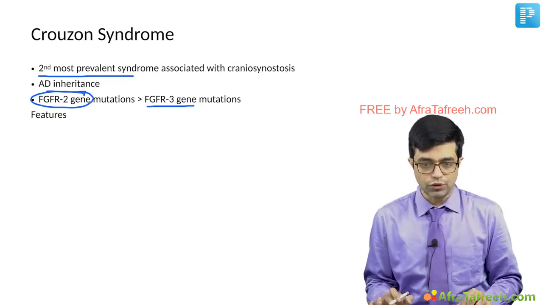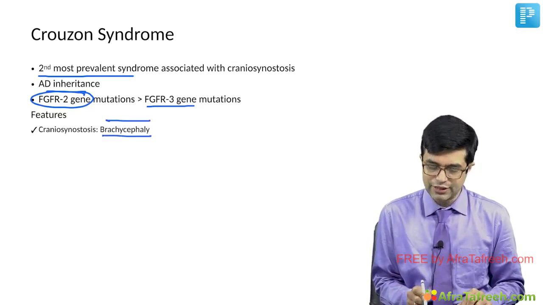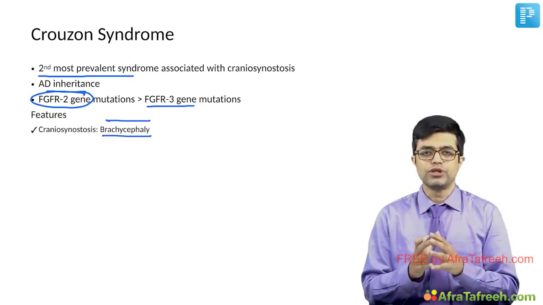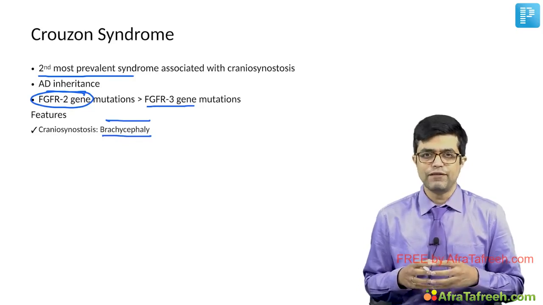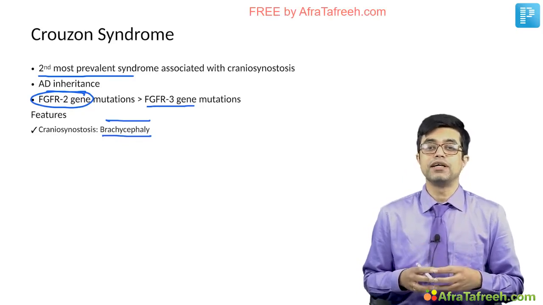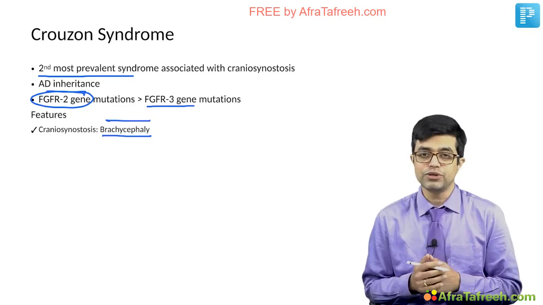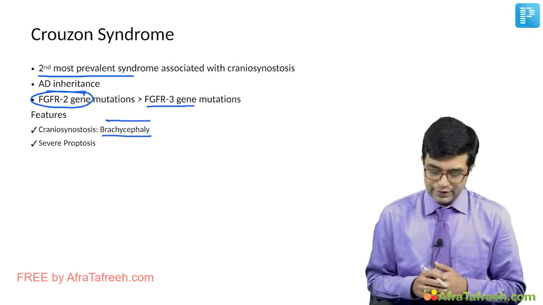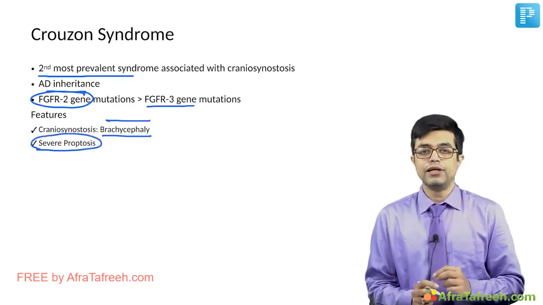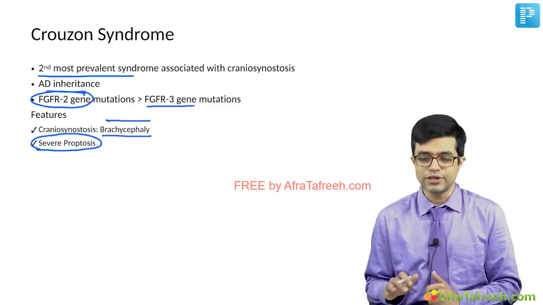The features of Crouzon syndrome: these children show craniosynostosis, and brachycephaly is seen. Bilateral coronal suture fusion is a feature of these children, giving rise to a brachycephalic flattened skull where the biparietal diameter is high and the anterior-posterior diameter is reduced, similar to the skull you see in children with Down syndrome. They have severe proptosis. This is a useful indicator: which craniosynostosis shows maximum proptosis? The answer is Crouzon syndrome.